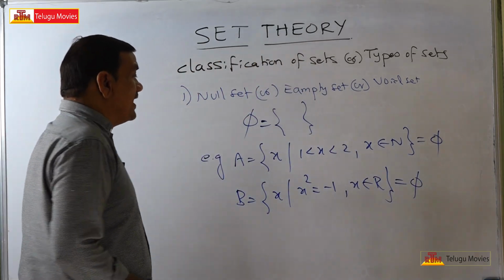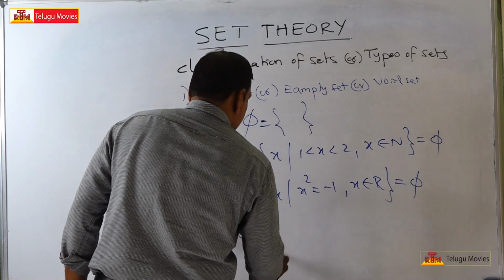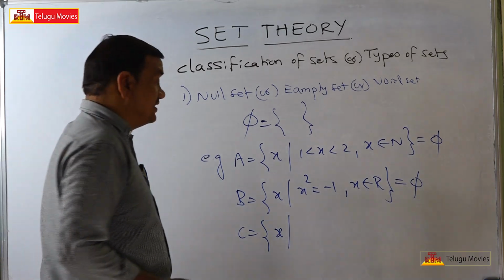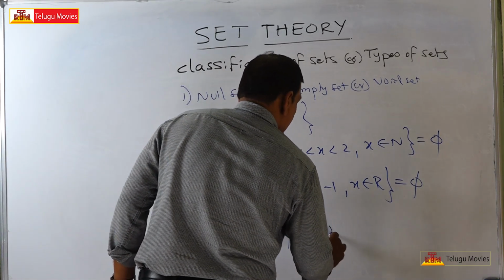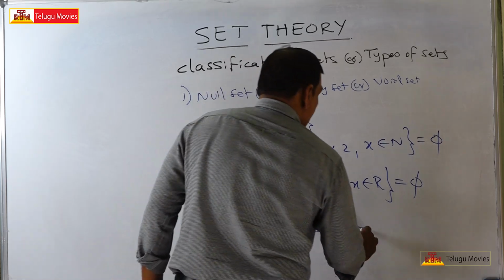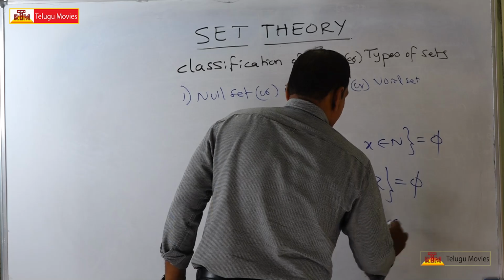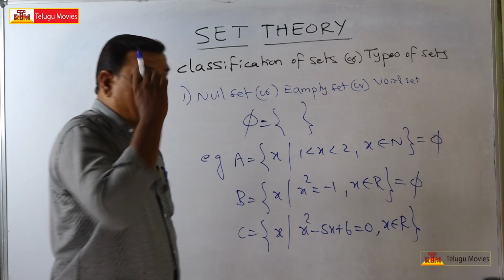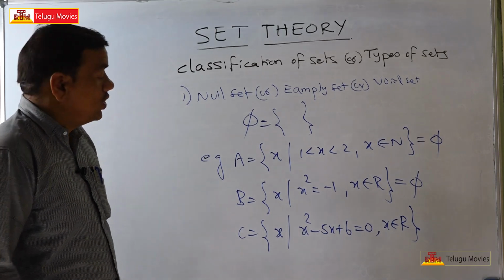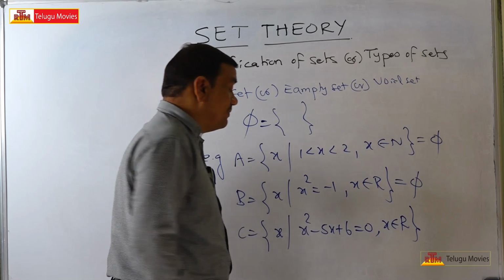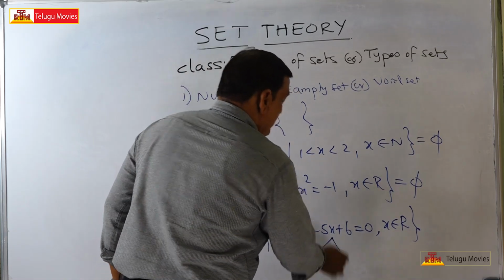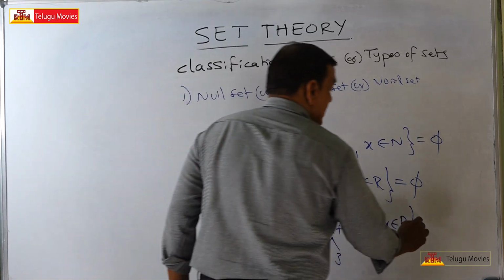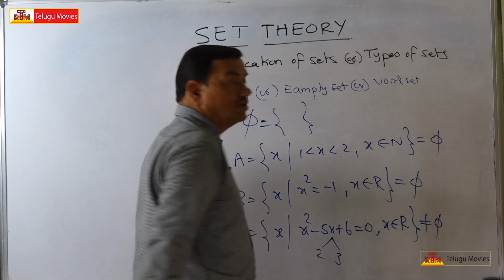Understand this. Again, any more sets? C is the set of X such that X square minus 5X plus 6 is equal to 0, where X belongs to the real numbers. Tell me, is it an empty set? No. Why? Because here there are two elements. What are the two elements? 2 and 3. 2 and 3 are the elements in this set. Therefore, it is not an empty set.